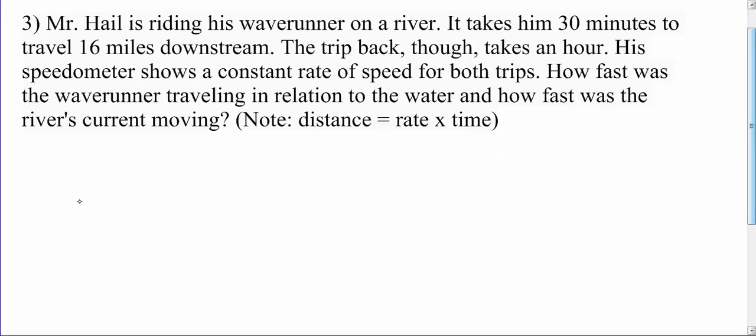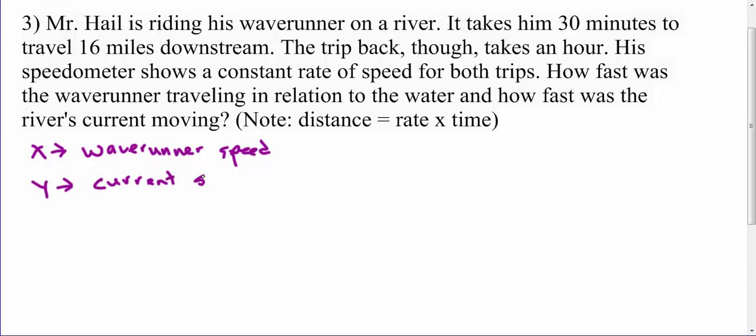All right, so we actually have two things to consider. One is the speed that the wave runner is traveling, and that's in relation to the water. And then we have another variable, which would be the speed of the current. So again, that's like how fast is the water moving down the river? Now distance equals rate times time is really important on these kind of questions. I know in both the downstream and upstream trip that my distance was exactly 16 miles.